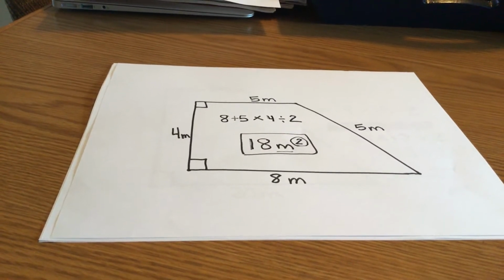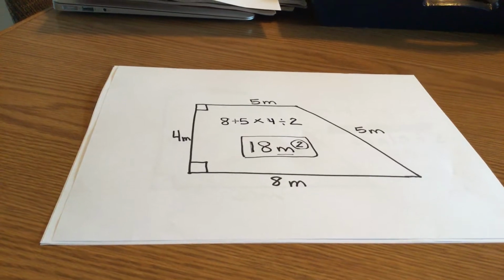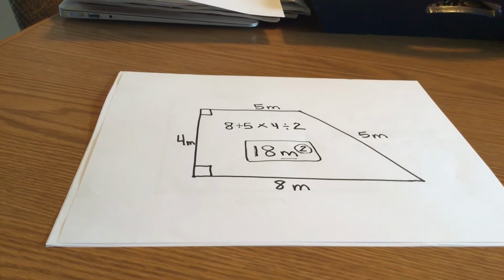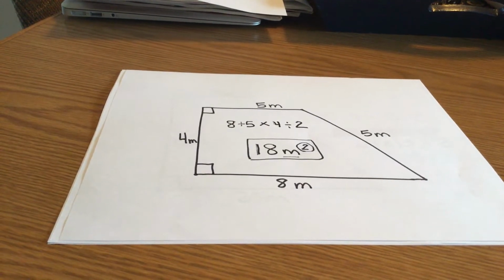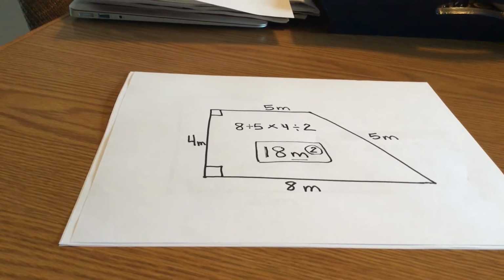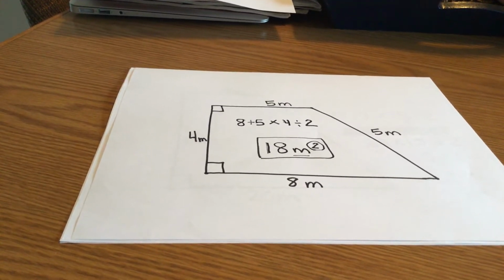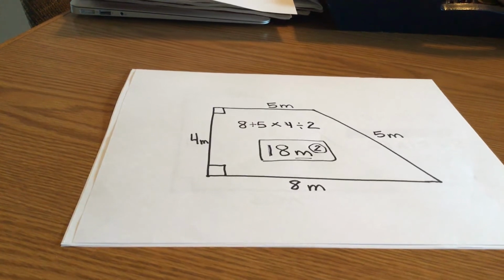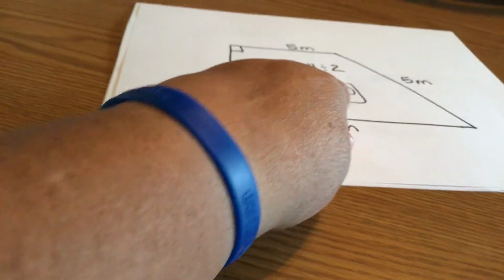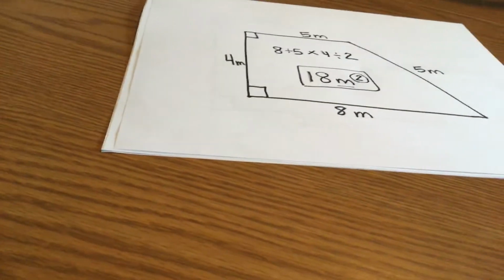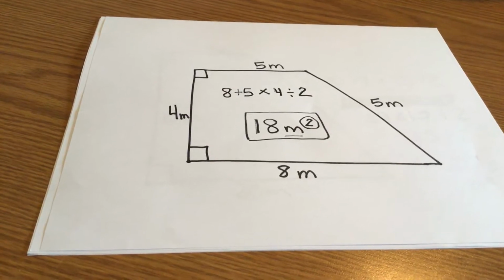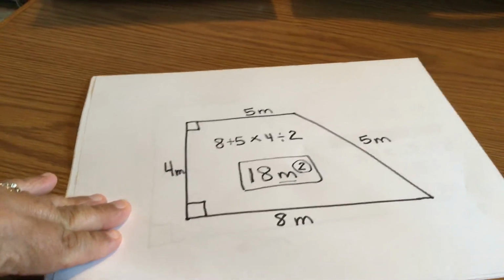So 8 plus 5 is 13, times 4, sorry, and then divided by 2, you've got to do things in that order, is 18 meters squared. And don't forget that when you're finding the area of something, you always need the label with the squared. So 18 meters squared. Let's go on to problem number 2.